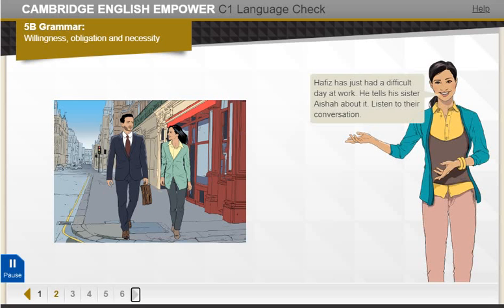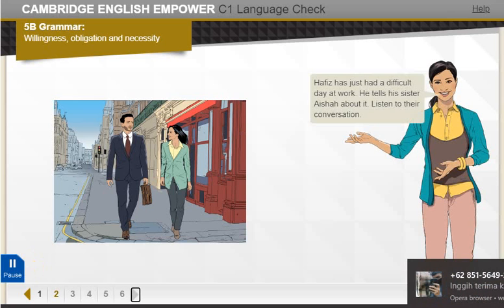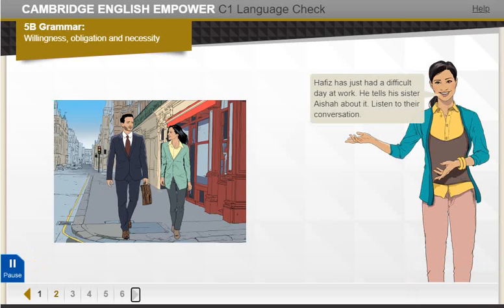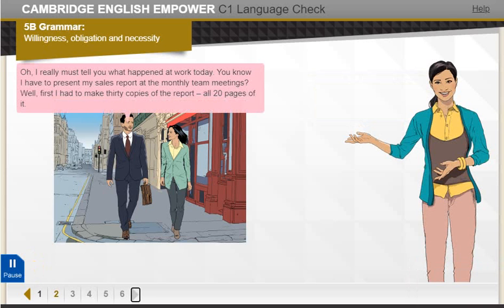Hafiz has just had a difficult day at work. He tells his sister Aisha about it. Listen to their conversation. Oh, I really must tell you what happened at work today. You know I have to present my sales report at the monthly team meetings. Well, first I had to make 30 copies of the report, all 20 pages of it. Oh dear, I have an ominous feeling already. Did something go wrong?